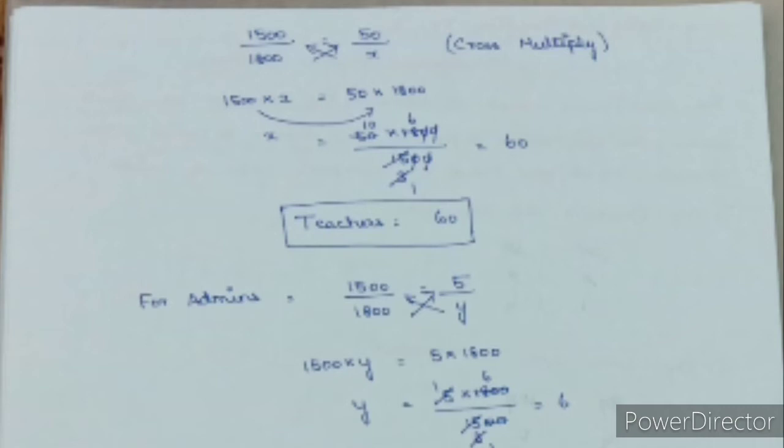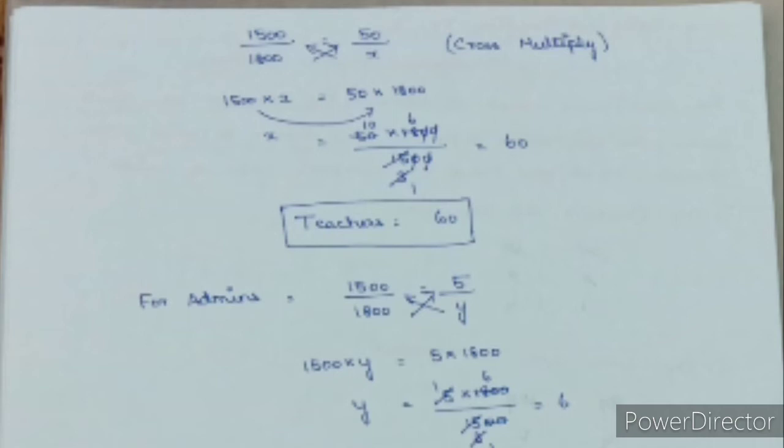When you cancel it, the zeros cancel, and 15 and 18 are there. 3 fives are 15, 3 sixes are 18. So when you cancel it, we get the answer as 60. So how many teachers do we require? 60 teachers are required to manage 1800 students.